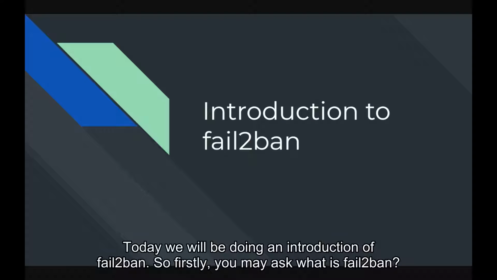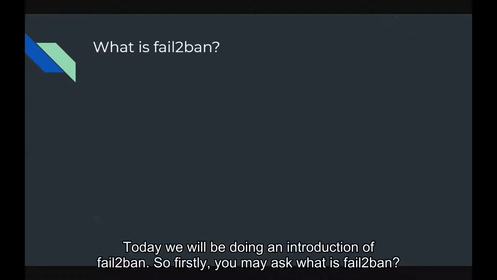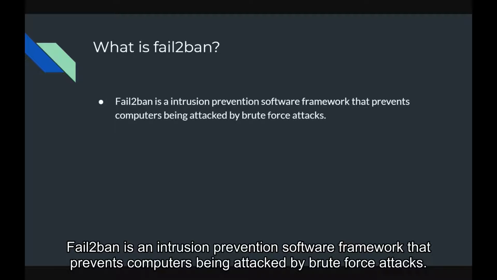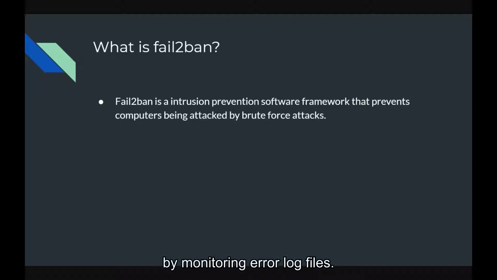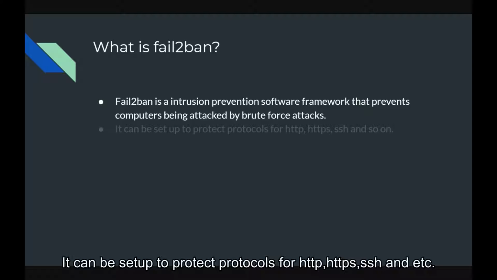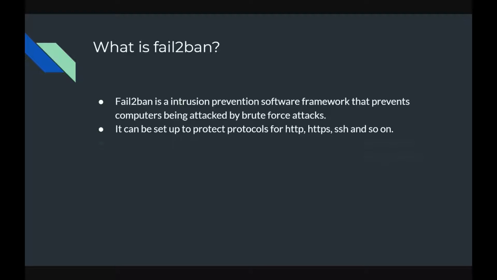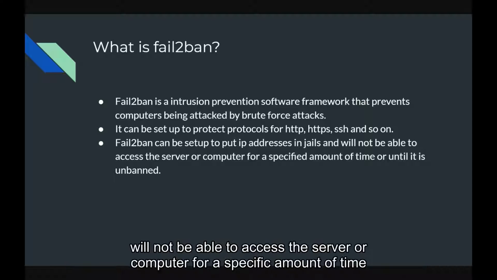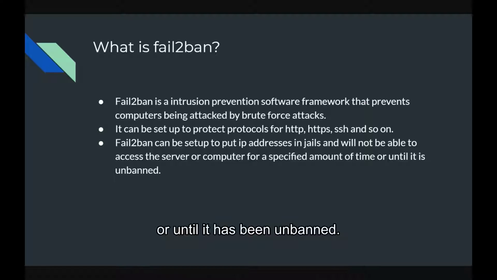Today we will be doing an introduction on Fail2ban. So firstly you may ask what is Fail2ban. Fail2ban is actually an intrusion prevention software, IPS in short, framework that prevents computers from being attacked by brute force attacks. By monitoring error log files, it can be set up to protect protocols for HTTP, HTTPS, SSH, and etc. Fail2ban can also be set up to put IP addresses in jails and they will not be able to access the server or computers for a specific amount of time or until they have been unbanned.